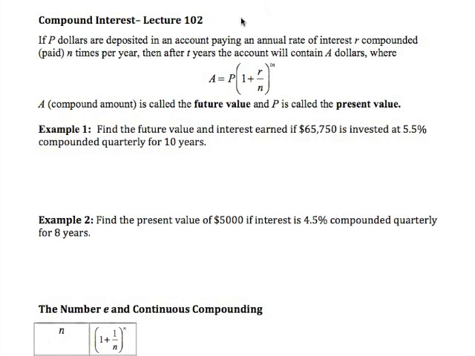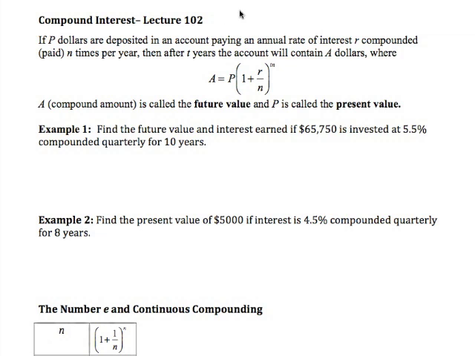Okay, in this lecture we're going to talk about compound interest, which is an application of exponential functions. Compound interest occurs when we are depositing money and we are getting interest on interest. Now, the way it works is like this.